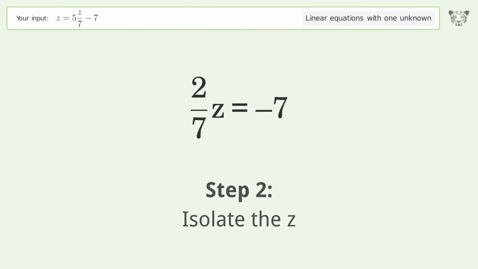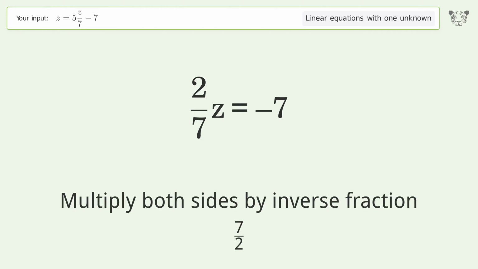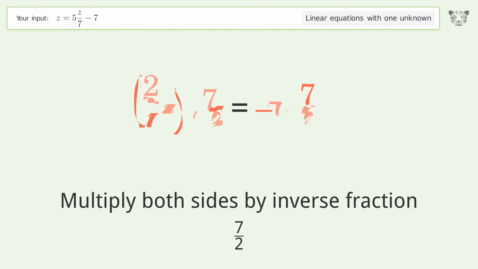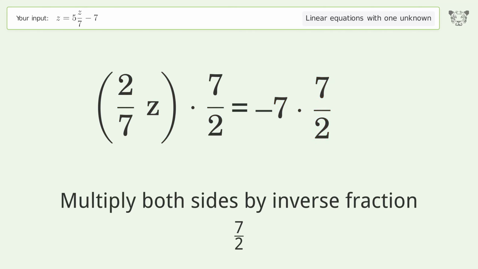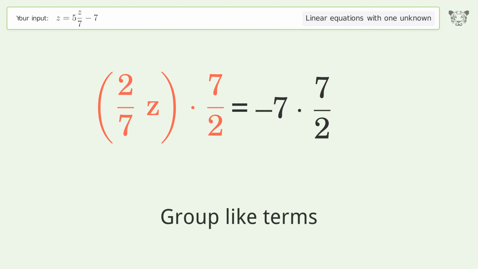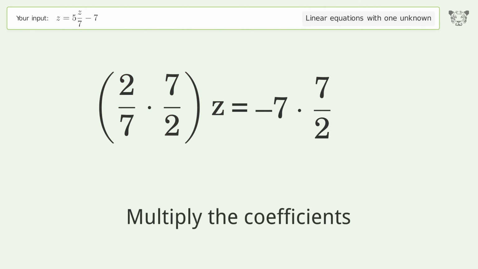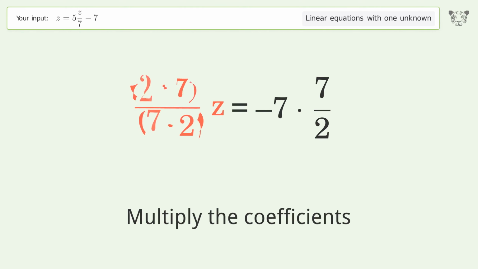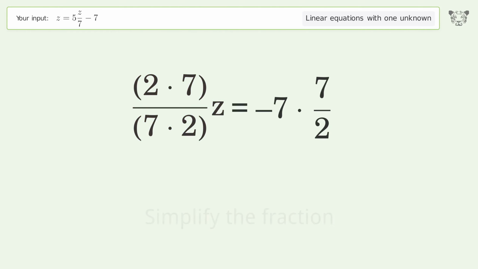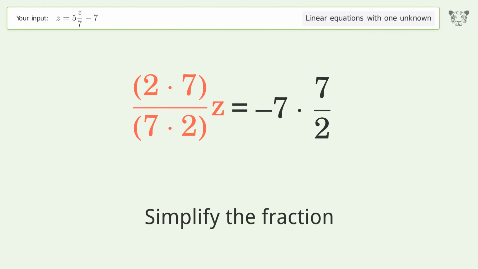Isolate the z. Multiply both sides by inverse fraction 7/2. Group like terms. Multiply the coefficients. Simplify the fraction.